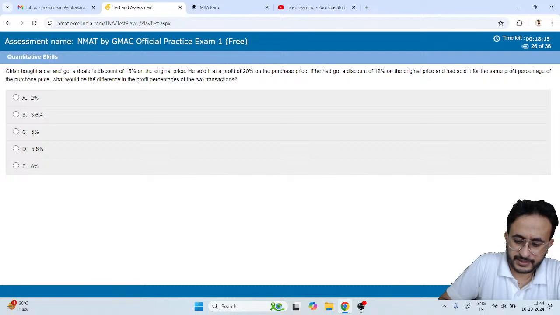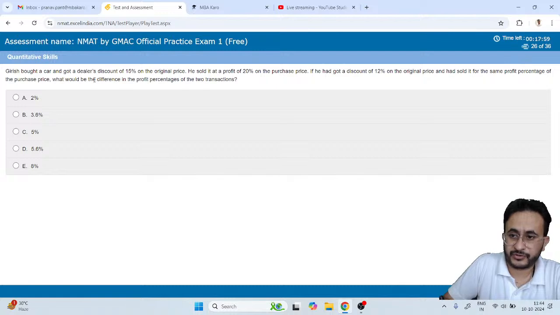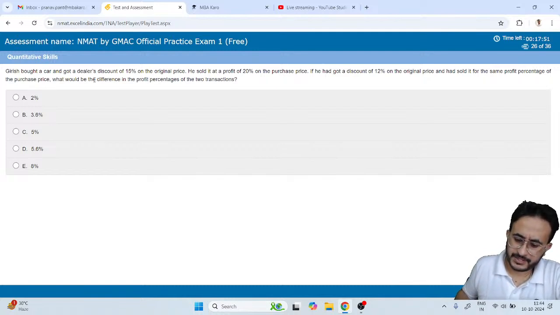Okay, so let's say in the first case he gets it for 100 and the cost he gets is 85, and he sold it for a profit of 20%. So his selling price would be 102. In the second case, he gets it for 88 and sold it for the same profit percentage of 20%. So basically, the profit percentages of the two transactions, the difference is of 3.